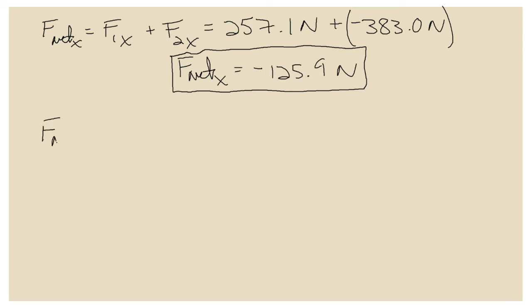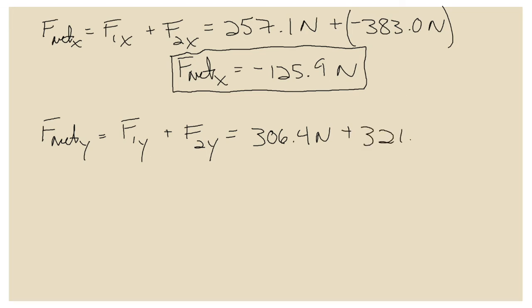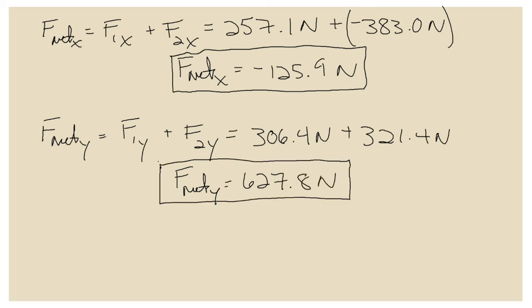Our F net y, same style of equation here. Our F net y is going to be F1y plus F2y. When we do that, we get 306.4 newtons plus 321.4 newtons. And when you do that math, you get 627.8 newtons. So there's our F net x and our F net y.